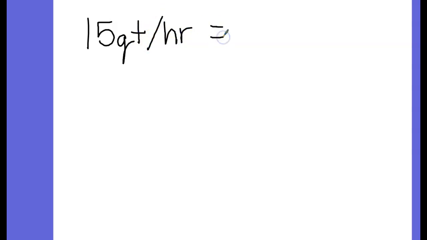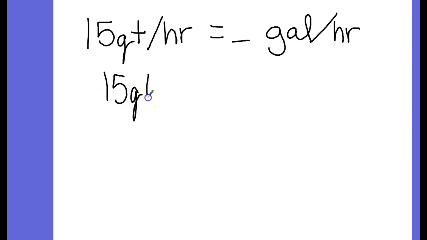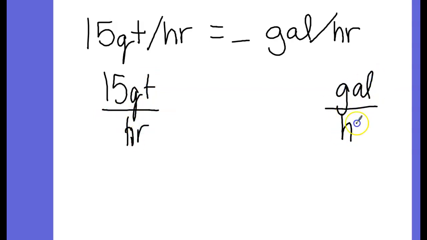Okay. Let's do 15 quarts per hour is how many gallons per hour? See a couple answers again. Put your words down, don't erase. So there's 15 quarts in an hour. Sorry, there's an H. And I'm trying to get to gallons per hour.